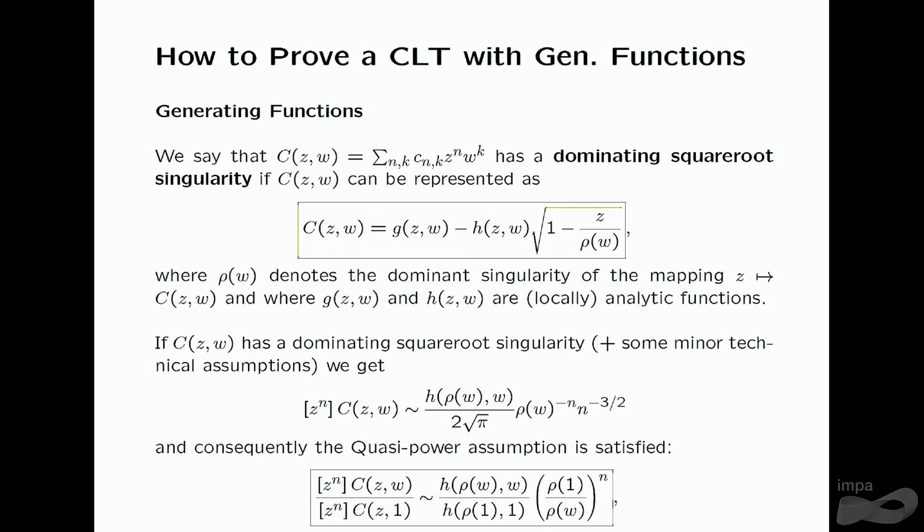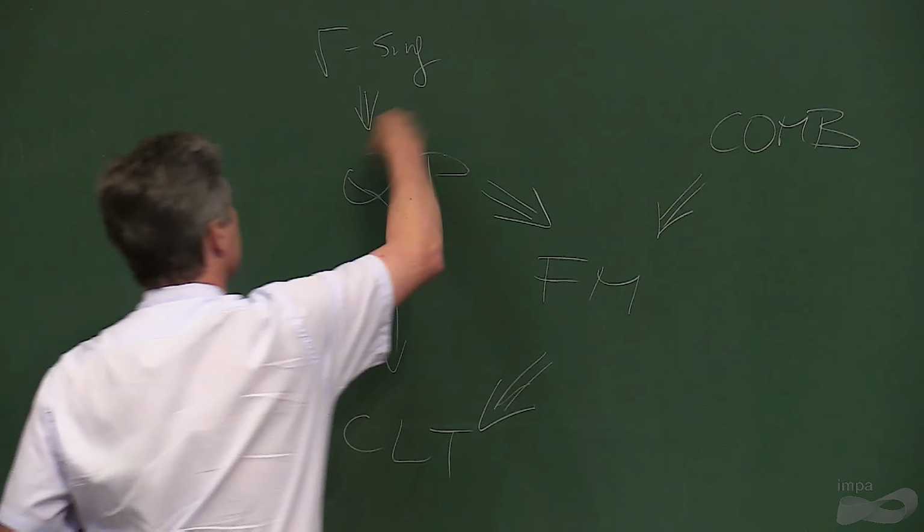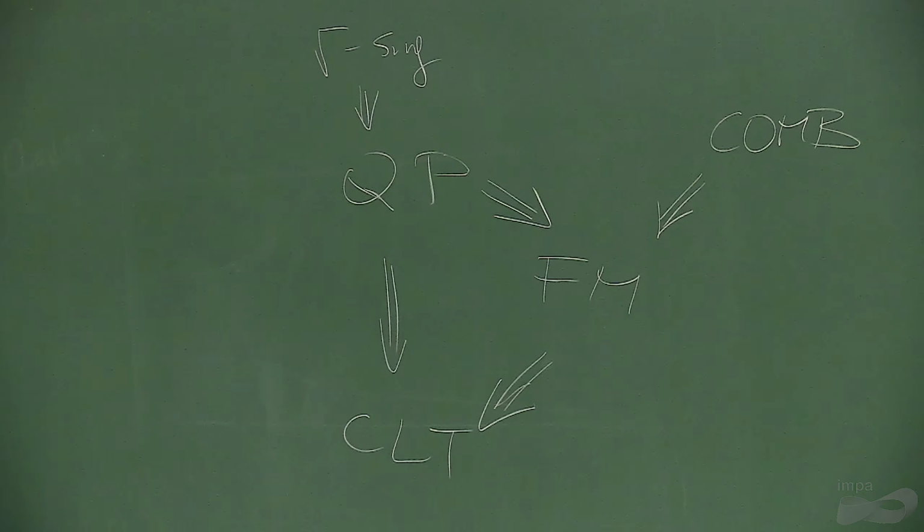Then, by extracting the nth coefficient, with some easy technical conditions, this square root singularity directly translates into the asymptotics of the nth coefficient. And if you now divide these nth coefficients as before to get the probability generating function, you see directly that you have a quasi-power situation. So this means that if you have this square root singularity, then you get the quasi-power situation and the central limit theorem.